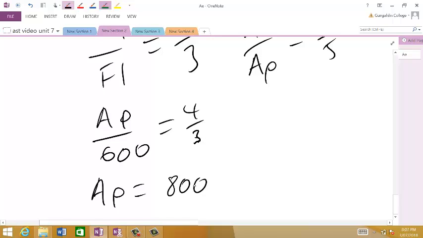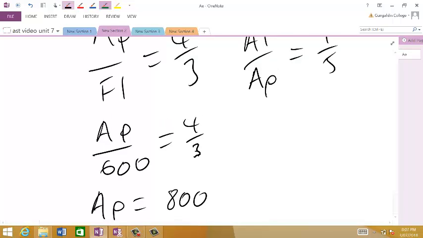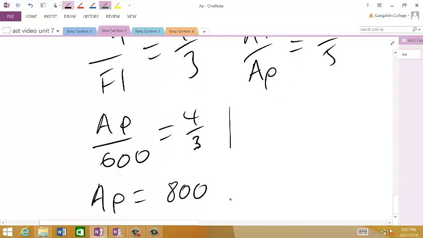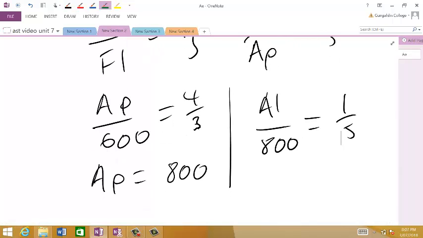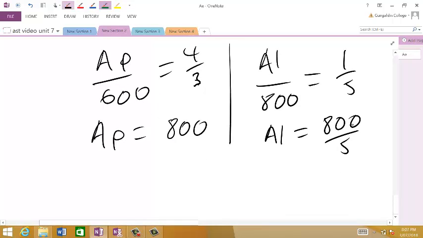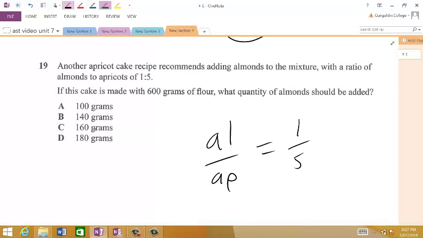You won't have to do those in your head. You can work them out, but it's a lot faster. Remember, you've got a limited time in these, so you need to do as best you can in that respect. So now we have almonds over apricots, and we know apricots are 800, equals 1/5. Okay, so basically we can just multiply both sides by 800. Almonds equal 800 over 5. 800 divided by 10 would be 80, so therefore we need to double 80, so almonds is going to equal 160, and if we look at our section, that is C.